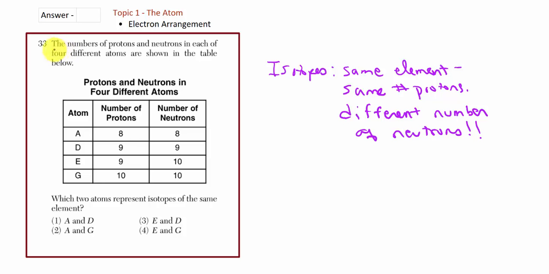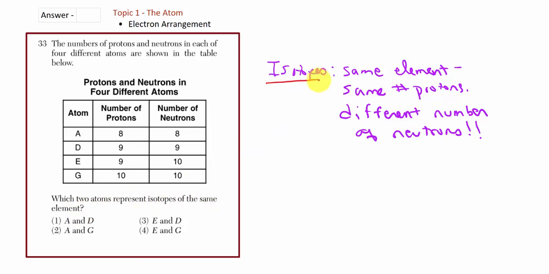Question 33. The numbers of protons and neutrons in each of 4 different atoms are shown in the table below, and they've given you this nice table. And we have atoms A, D, E, and G. You can see the numbers of protons listed and the numbers of neutrons are listed. Question is, which 2 atoms represent isotopes of the same element?